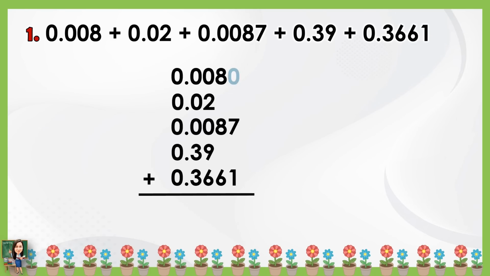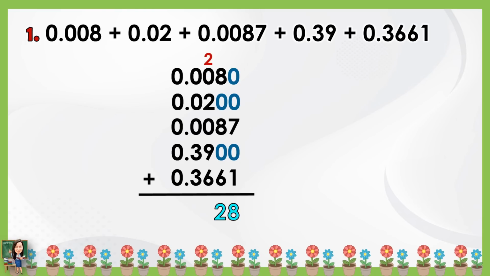Next, insert zeros in empty decimal place values. Now, all the numbers have the same number of decimal places. The next step is to add. 0 plus 0 plus 7 plus 0 plus 1 equals 8. 8 plus 0 plus 8 plus 6 equals 22.